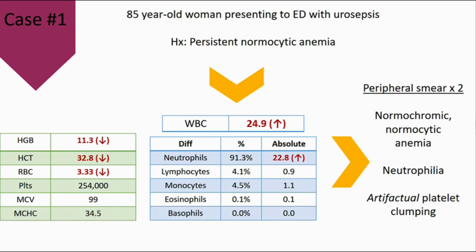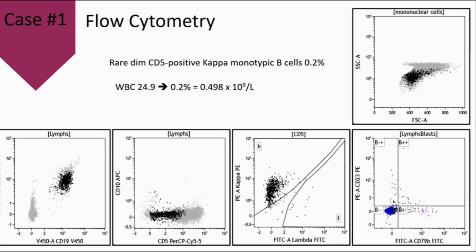Those were felt to be really artifactual. A comment was eventually made that while the platelet clumping is likely artifactual, in vivo clumping can occur with things like myeloproliferative disorders, weird presentations of LGL leukemia. So she eventually did get flow done. Flow was performed on the peripheral blood.